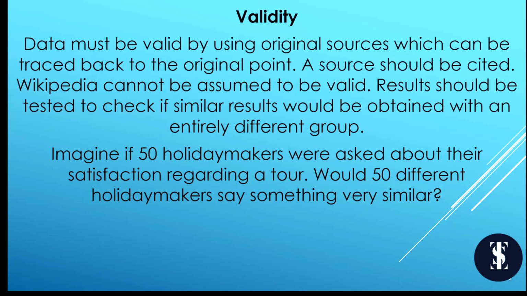Data must be valid by using original sources which can be traced back to the original point. A source should be cited. Wikipedia cannot be assumed to be valid. Results should be tested to check if similar results will be attained with an entirely different group. So imagine 50 holidaymakers asked about their satisfaction regarding a tour. Would 50 different holidaymakers say something very, very similar?